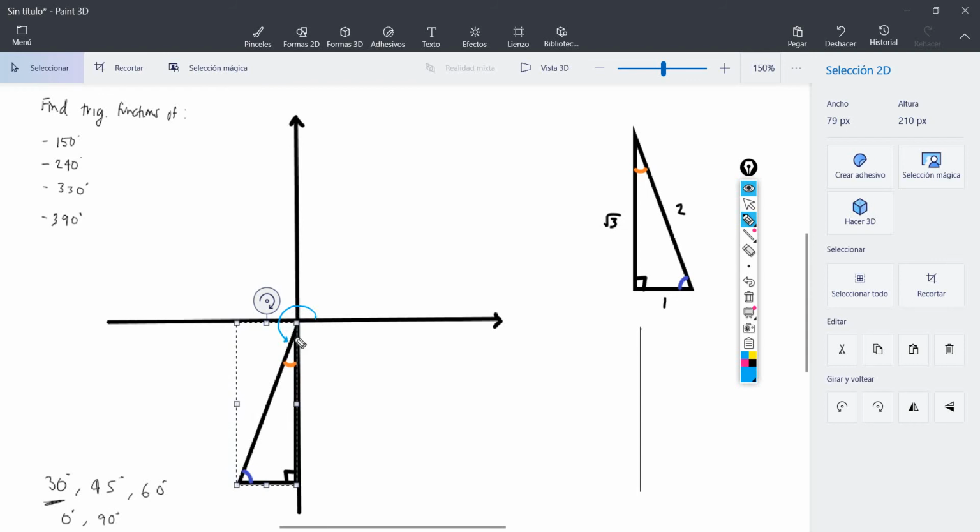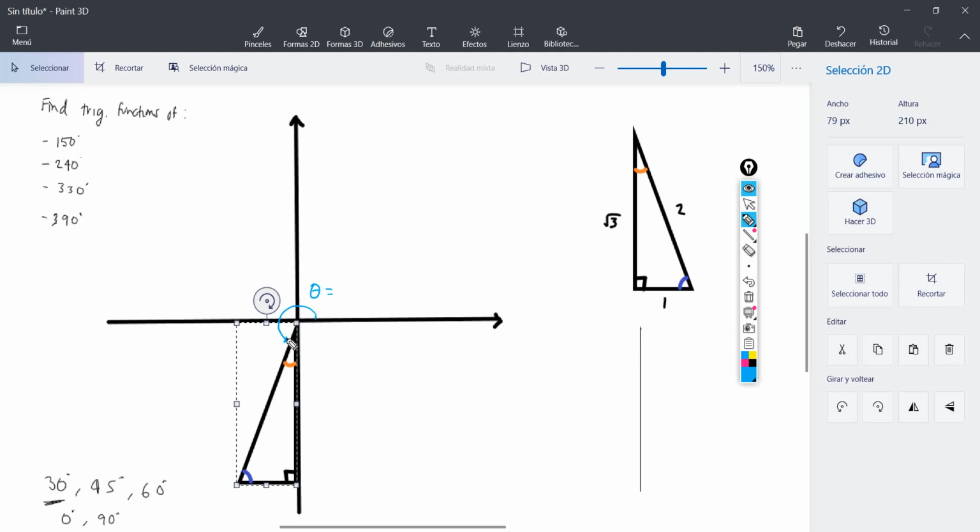This angle, okay, how much is this angle? If we know that this red angle is 30 degrees, then with simple geometry, how can I know what this angle is? How much is this angle?